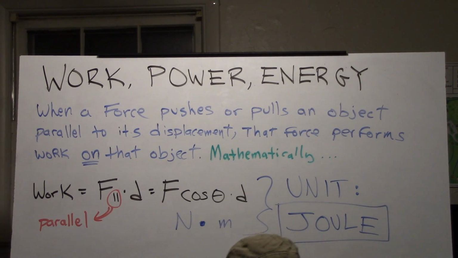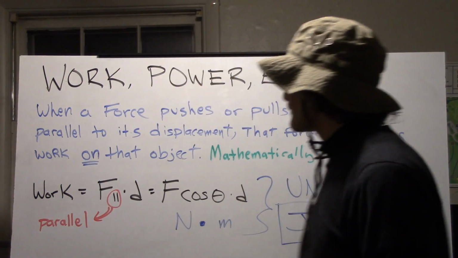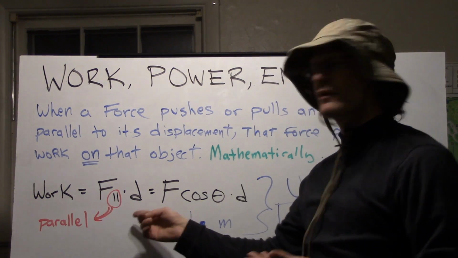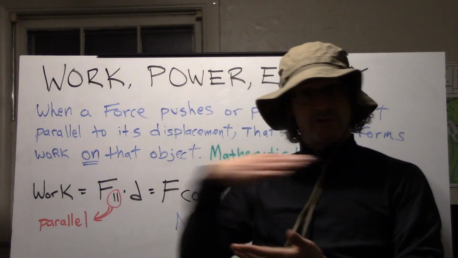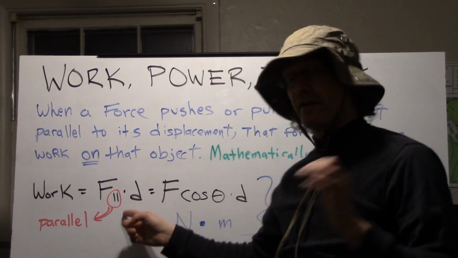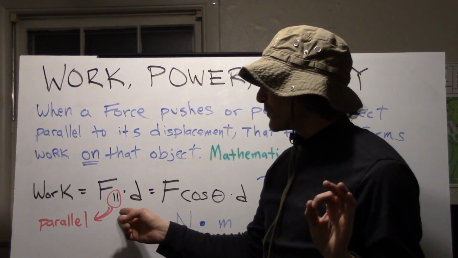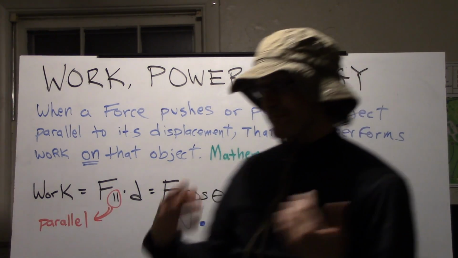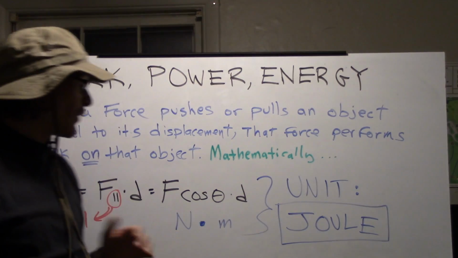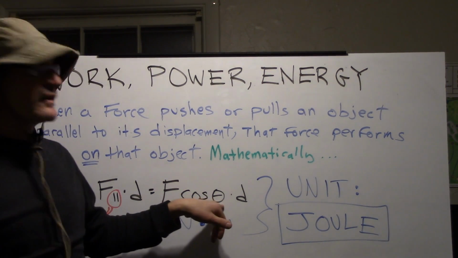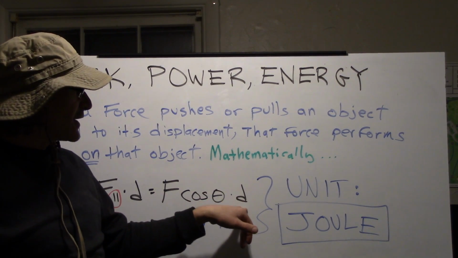So mathematically, here's what it is. We've got work is defined as the force parallel to its displacement, so parallel to its motion or its velocity. You can think of it that way too. Force parallel, that is not an 11, that's actually the parallel symbol, times its displacement, or if there's an angle involved, which quite possibly there may be, then it's related to force times the cosine of the angle times d.